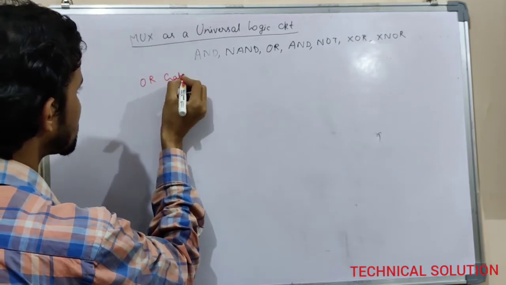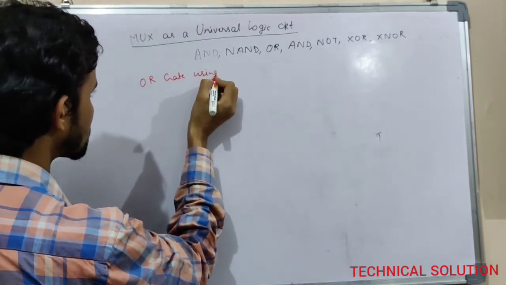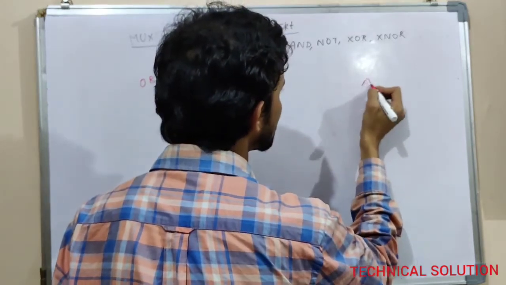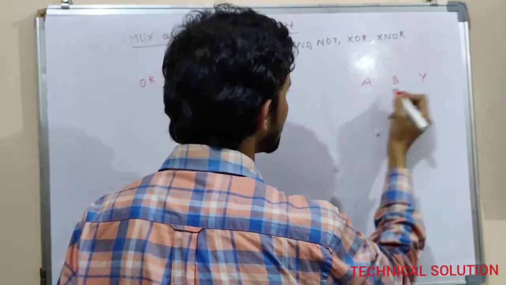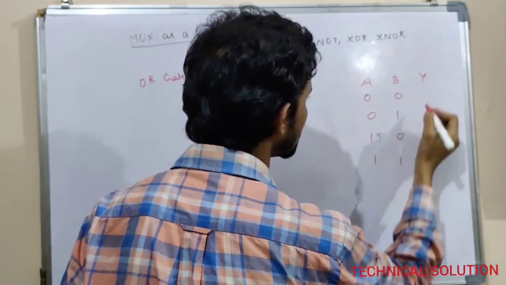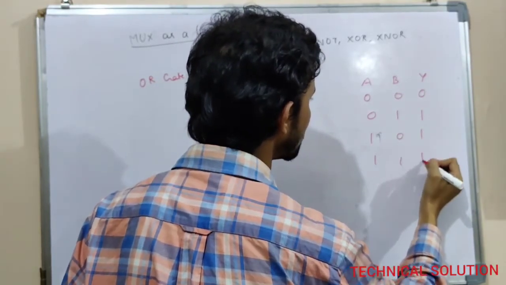Now, OR gate using mux. First write the truth table of this OR gate, that is 0 0, 0 1, 1 0, 1 1. We get 0, 1, 1, 1.